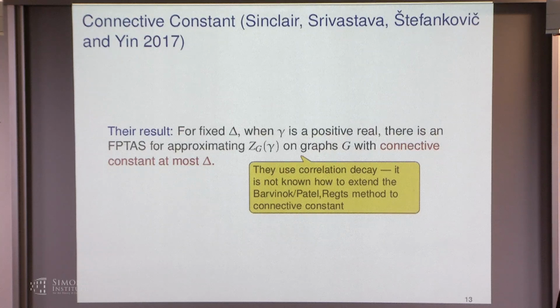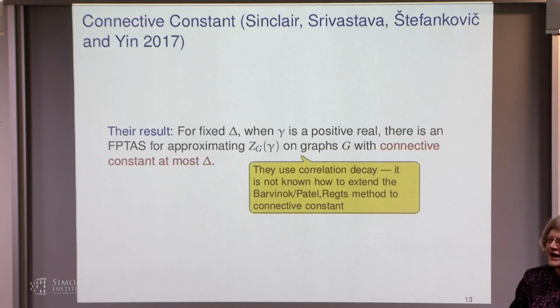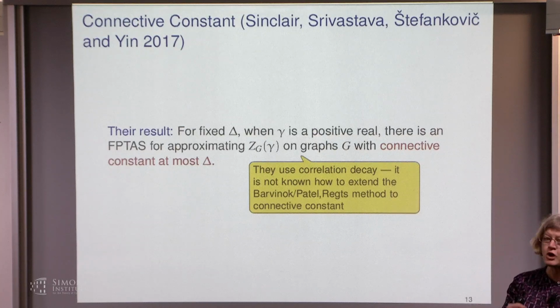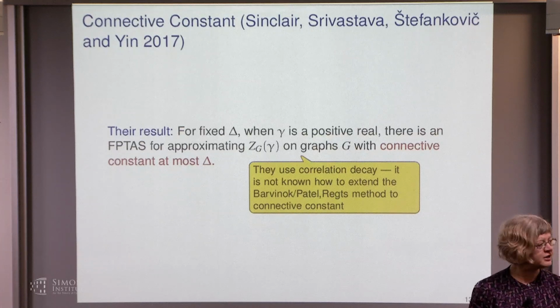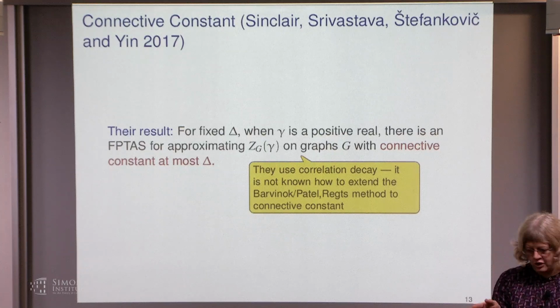Okay, and something that would be interesting to do, that I don't know how to do, and we talked about this only briefly, is to figure out how to use the Barvinok and Patel-Regts method for the connective constant. And here's why I don't know how to do it. In order to compute the coefficients, you need to enumerate the graphs that contain a particular vertex that are of a certain size, like log n. So if the graph is bounded degree, then you can do that.